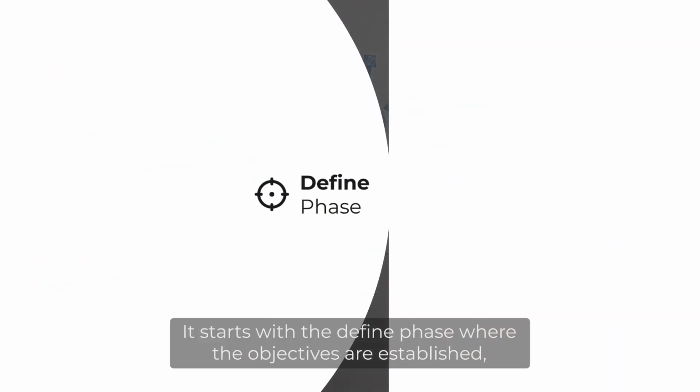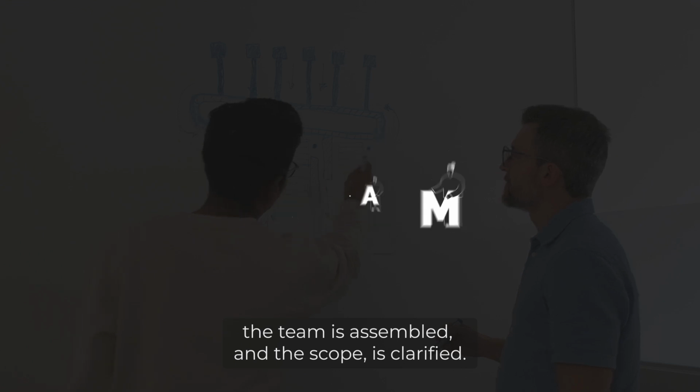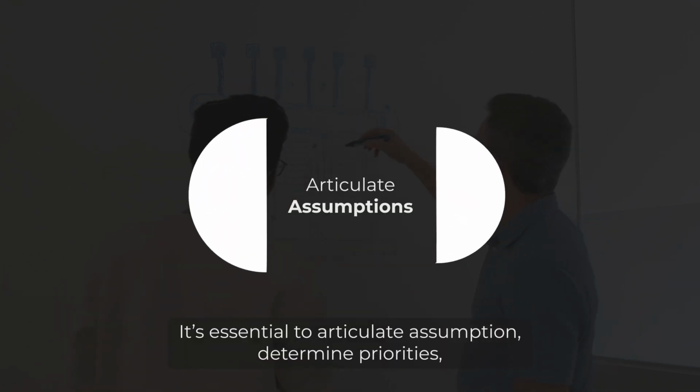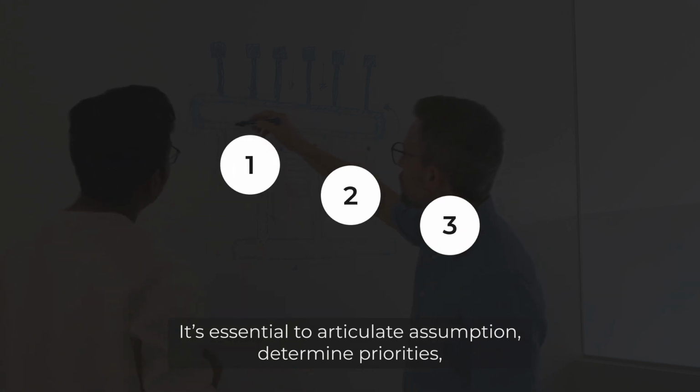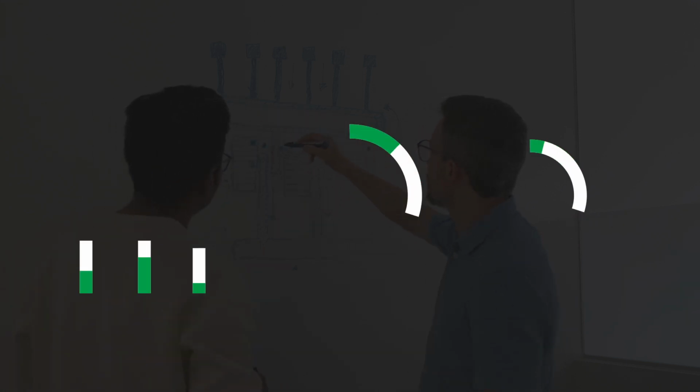It starts with the define phase, where the objectives are established, the team is assembled, and the scope is clarified. It's essential to articulate assumptions, determine priorities, and identify the required data for the simulation model.